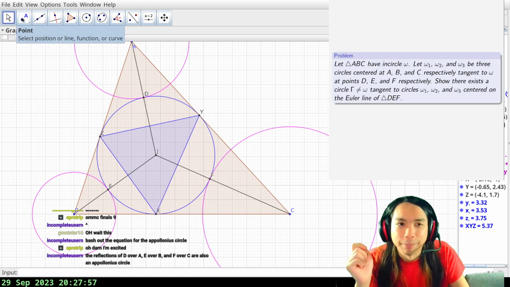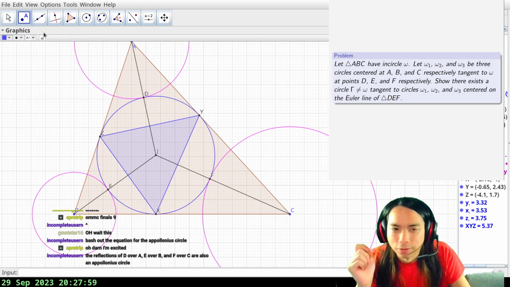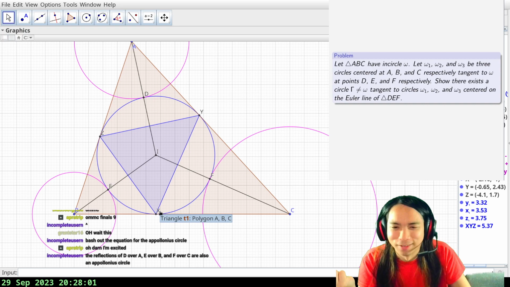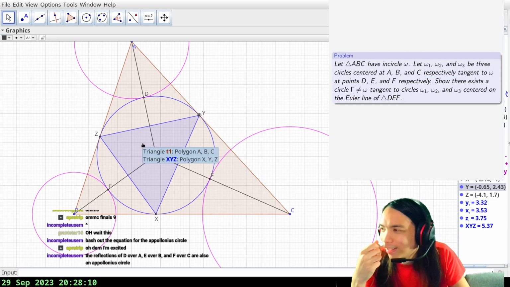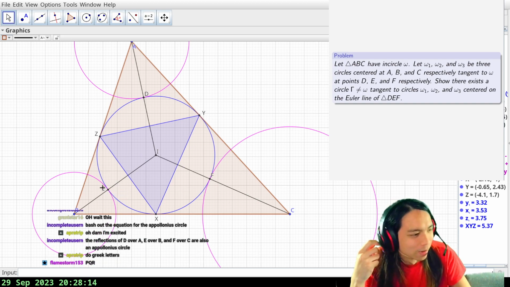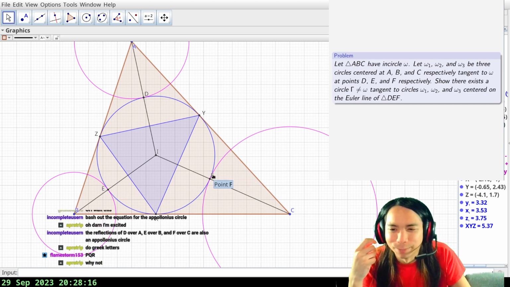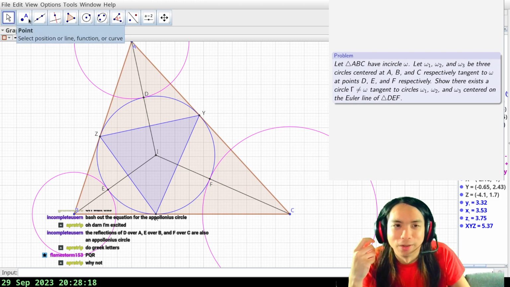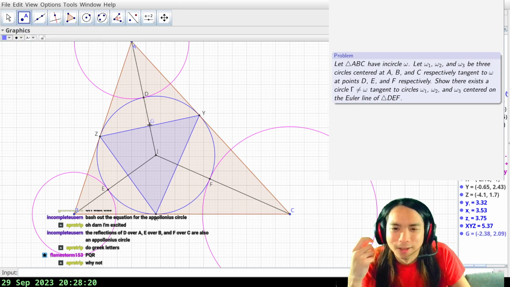So now I need to name the midpoints, and I'm out of letters. Anyone have letters to suggest? Oh, PQR. Yeah, PQR is reasonable. All right, let's use PQR.